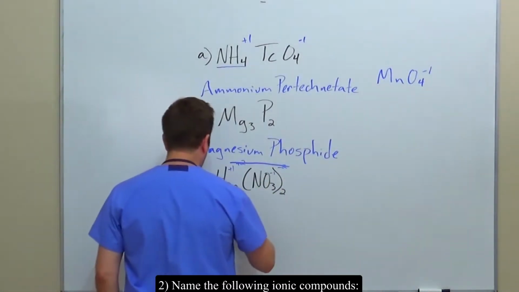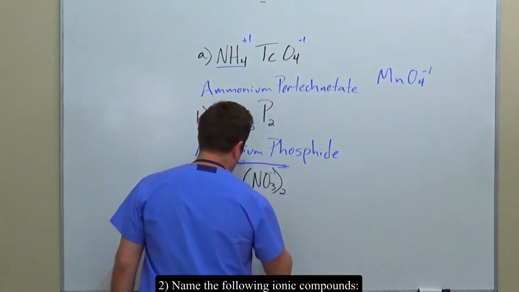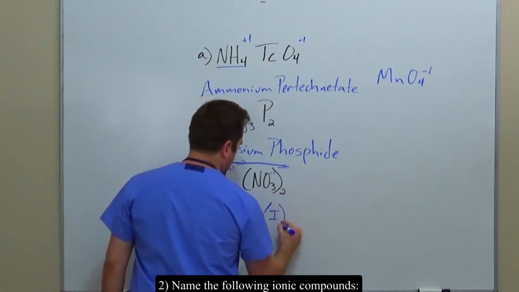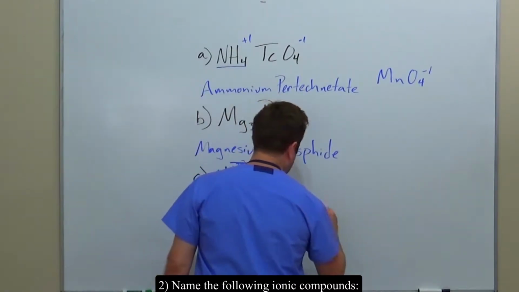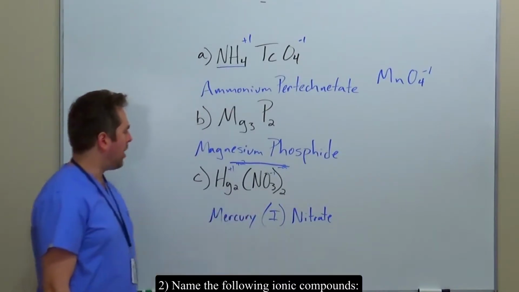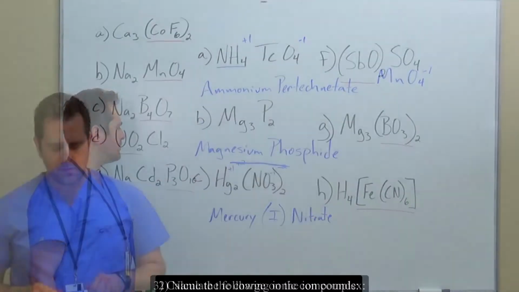Now we can name it. We can call this mercury, and remember, we use Roman numerals and in parentheses. Mercury(I) nitrate. Don't forget the ATE suffix on your polyatomic ion here.